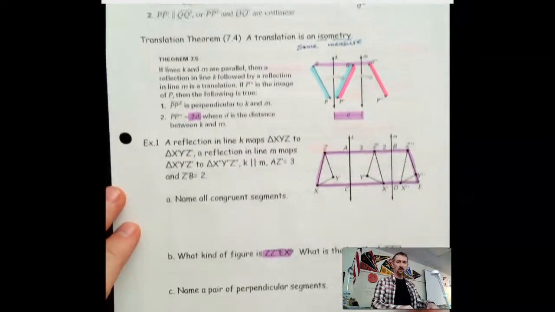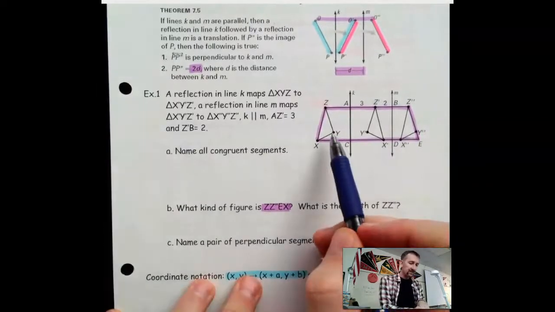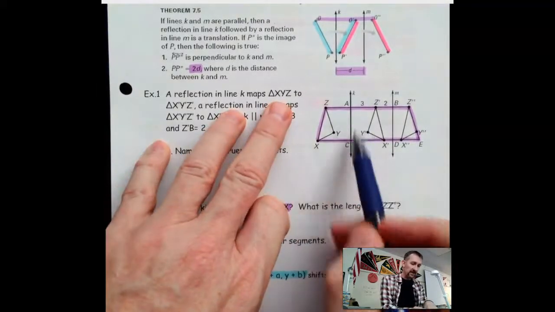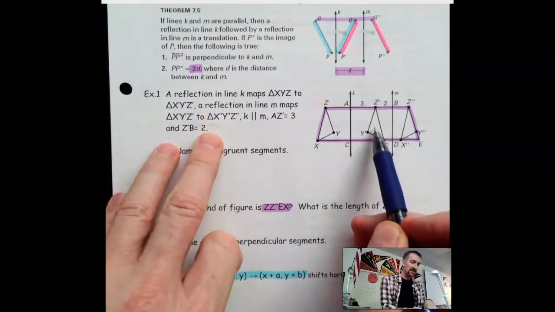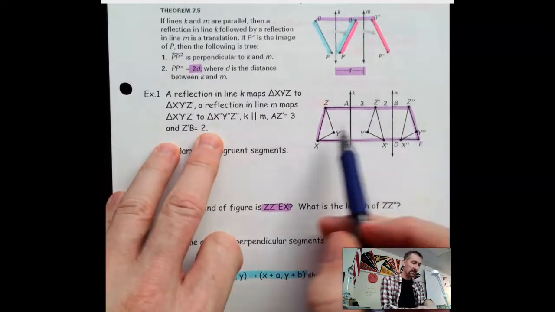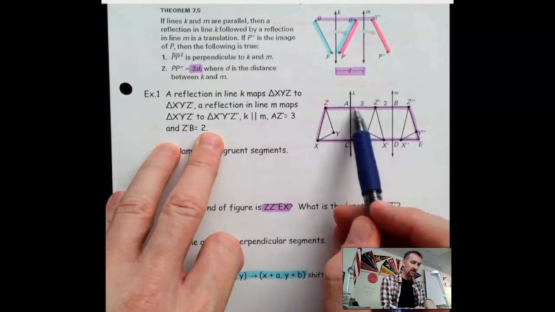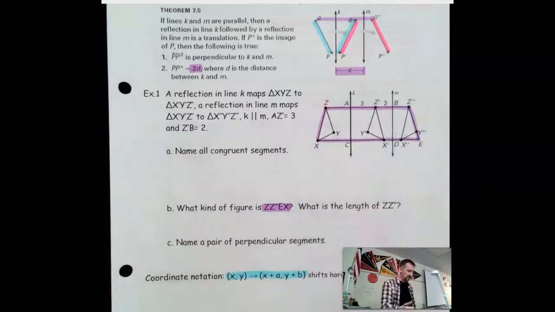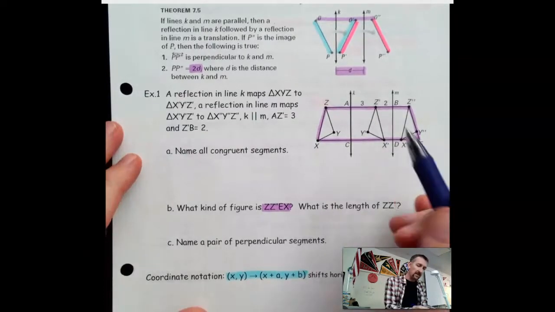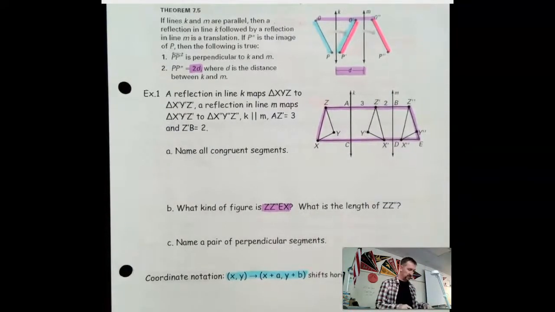Okay, so let's see what we have to do here. They're reflecting this triangle, XYZ, over this line to get this triangle over here. And then they're reflecting that triangle over this line to get that triangle. And it says those 2 lines are parallel. It says AZ prime is 3 and Z prime B is 2. Okay, so it says name all the congruent segments. So this is kind of cumbersome, but let's start with A. So what would be congruent to A?